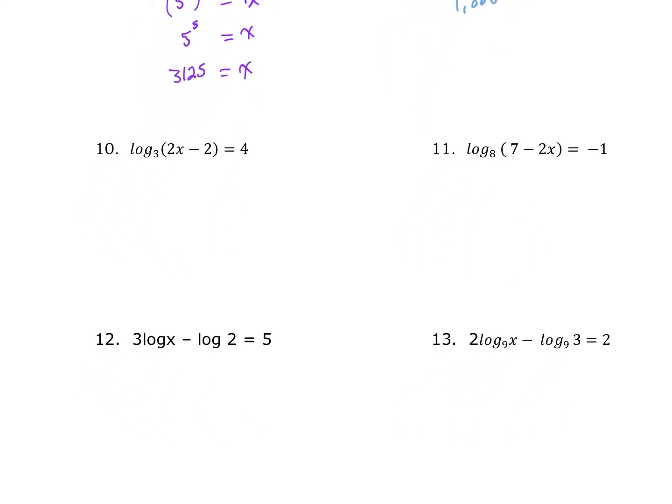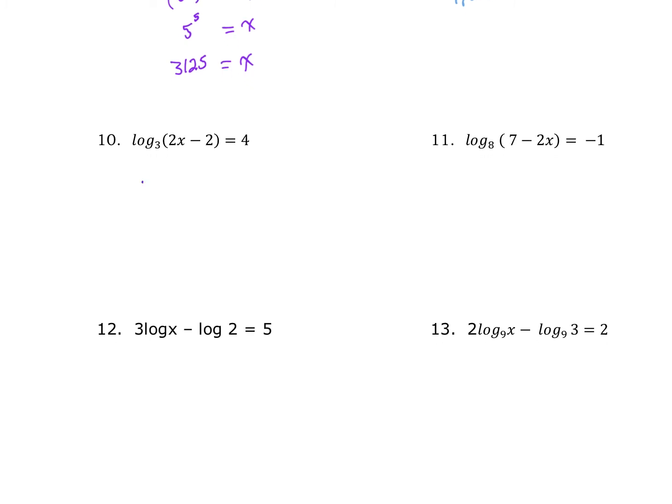All right, this next one, if we rewrite using exponents, it's going to be 3 to the 4th is equal to 2x minus 2. So we get 81 is equal to 2x minus 2. So 83 is equal to 2x, so x is equal to 41.5.